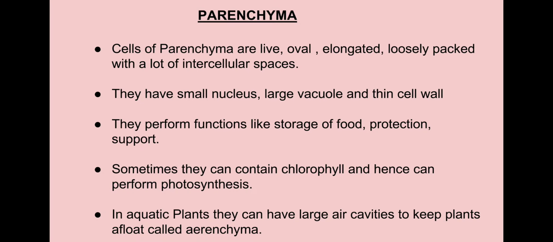Now let us talk about parenchyma. Cells of parenchyma are live, oval, elongated, loosely packed with a lot of intercellular spaces. They have a very small nucleus and a large vacuole, and their cell wall is pretty thin. What are they known for? They are known to perform functions of storage and support. And sometimes they can contain chlorophyll, and because of that, they can also perform photosynthesis. In aquatic plants, sometimes they can contain large air cavities to keep the plants afloat, and they are called aerenchyma.